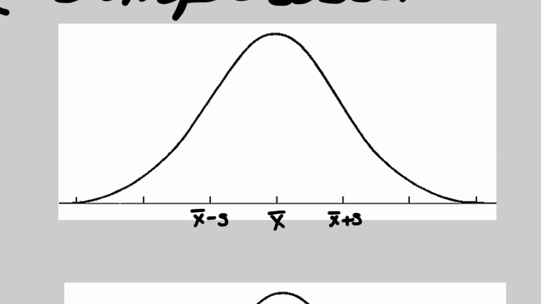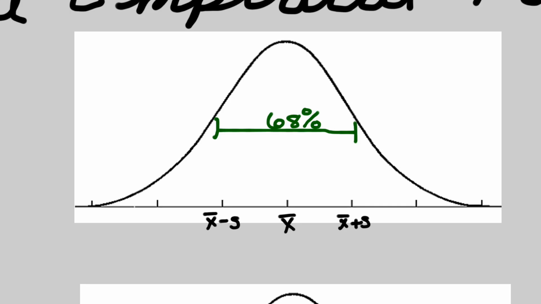In fact, if we were to start at our mean and increase the spread by 1 standard deviation, so add 1 standard deviation and subtract 1 standard deviation away from our mean, we would encompass 68% of our data. So again, if we're looking at the center of our mean and we look at the window that is 1 standard deviation away from the mean, we would have 68% of our data.